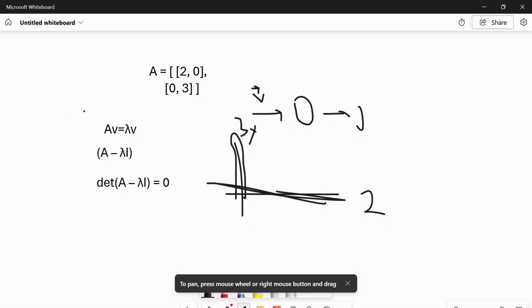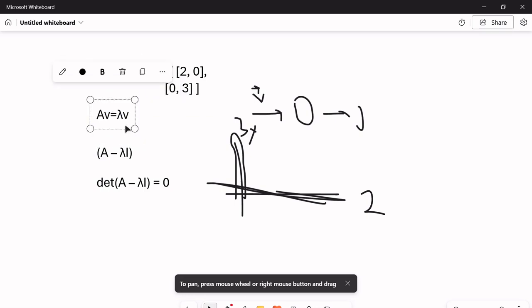Now I'll talk about the algebraic equation part. Let's see how we describe this entire thing algebraically. So this is the defining equation.